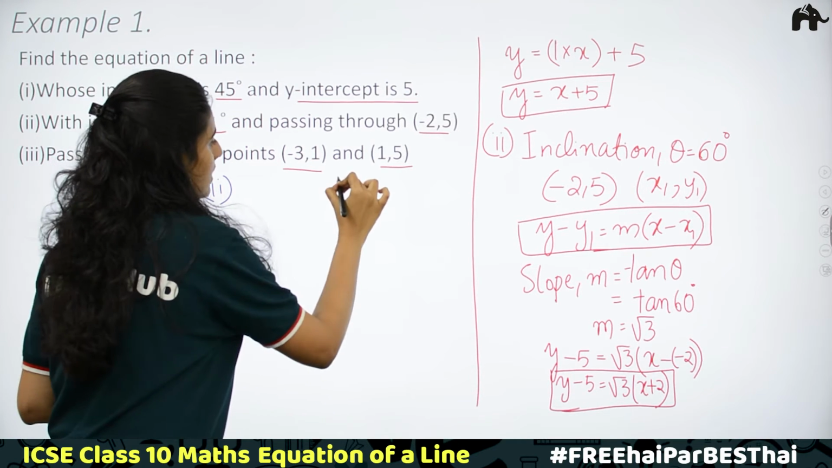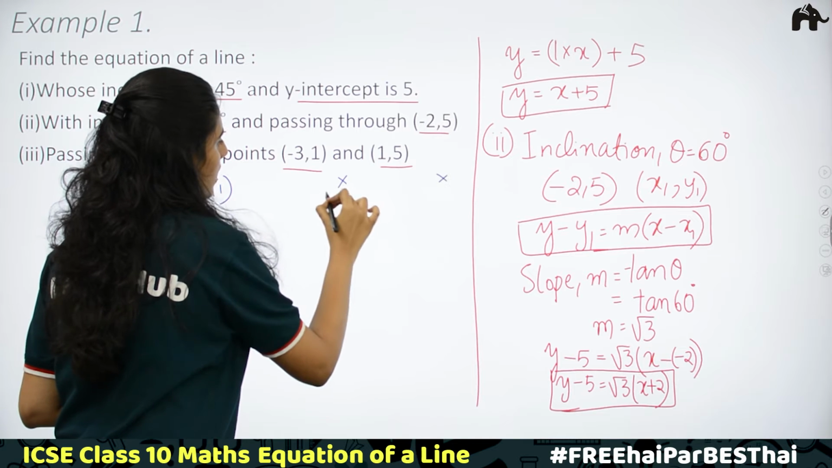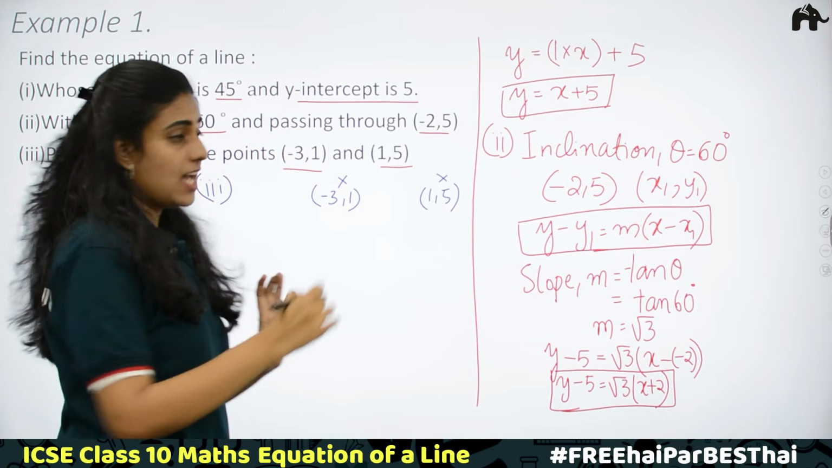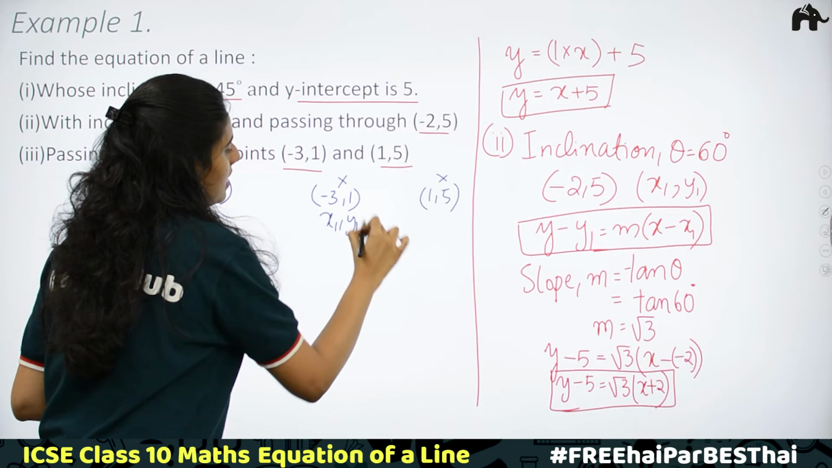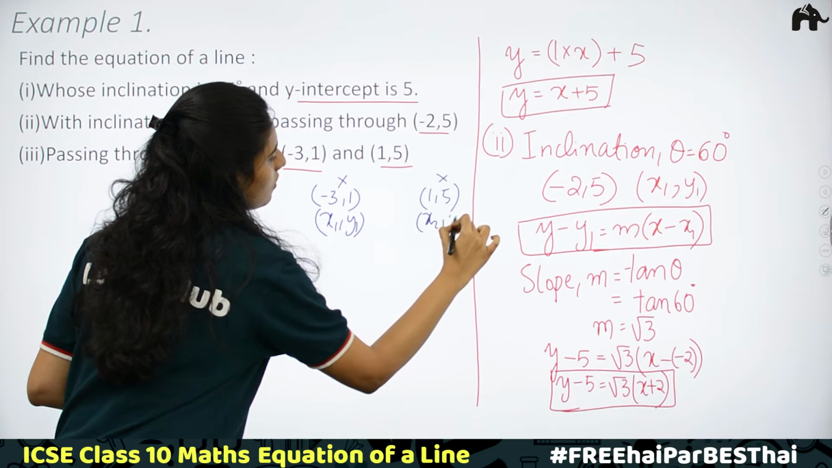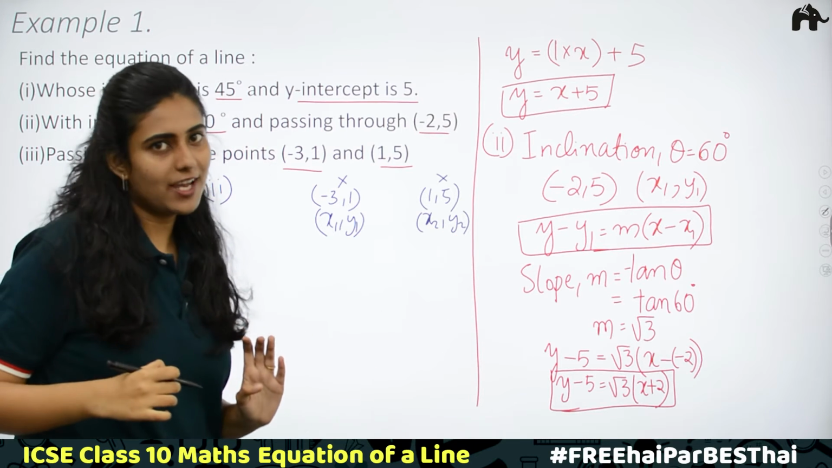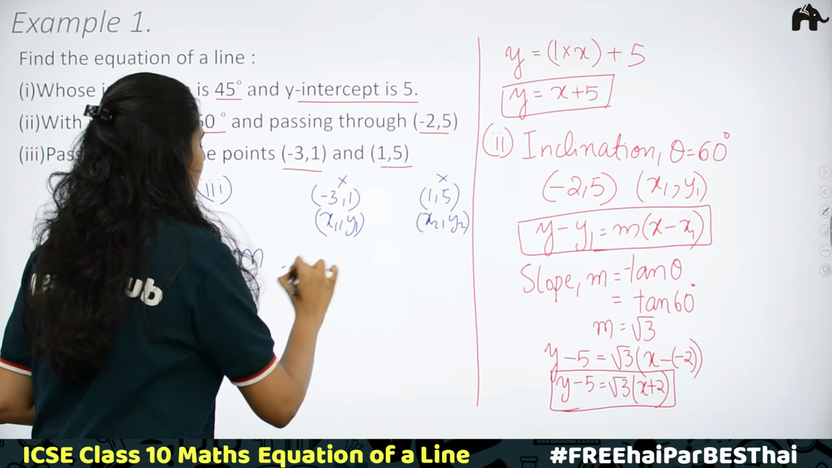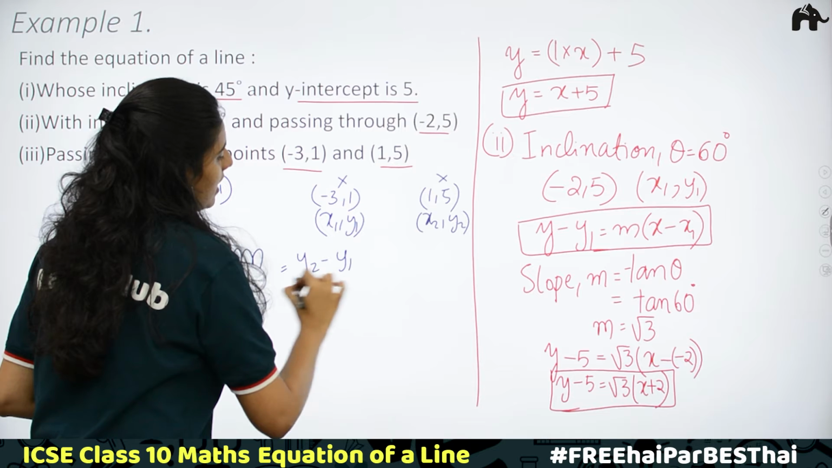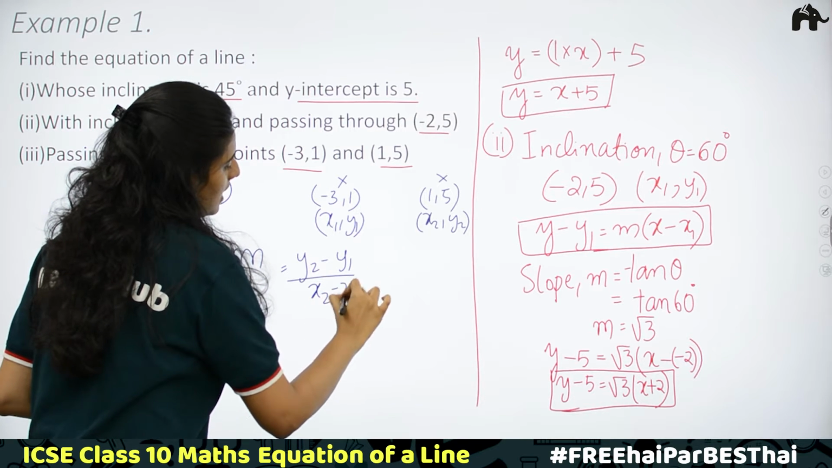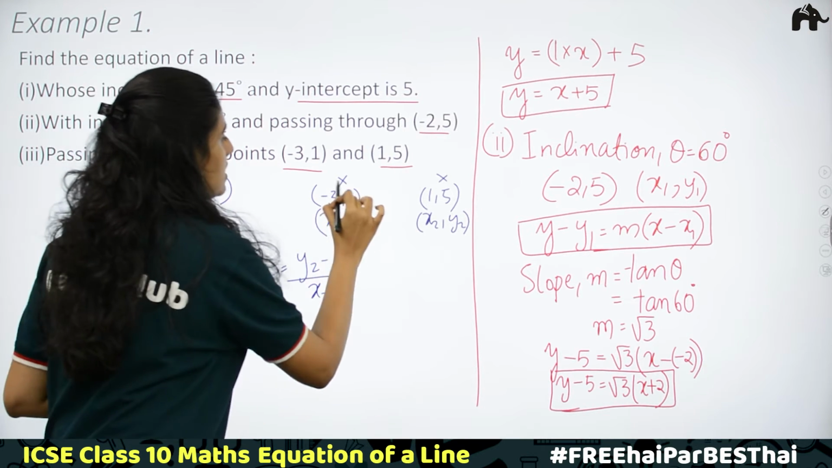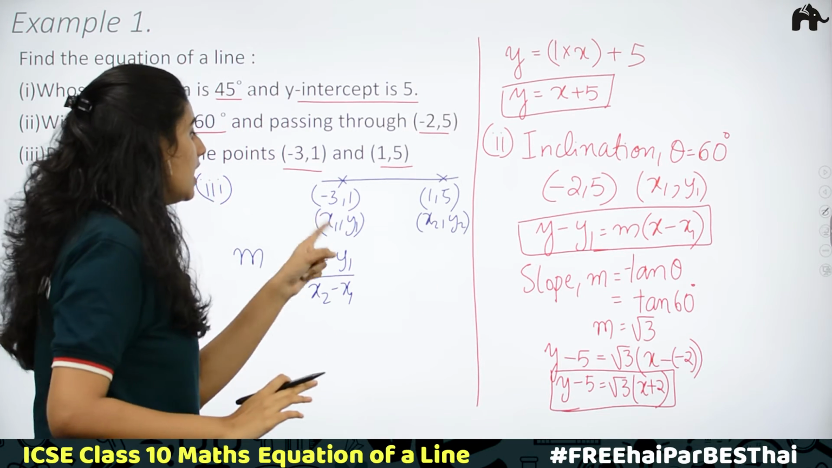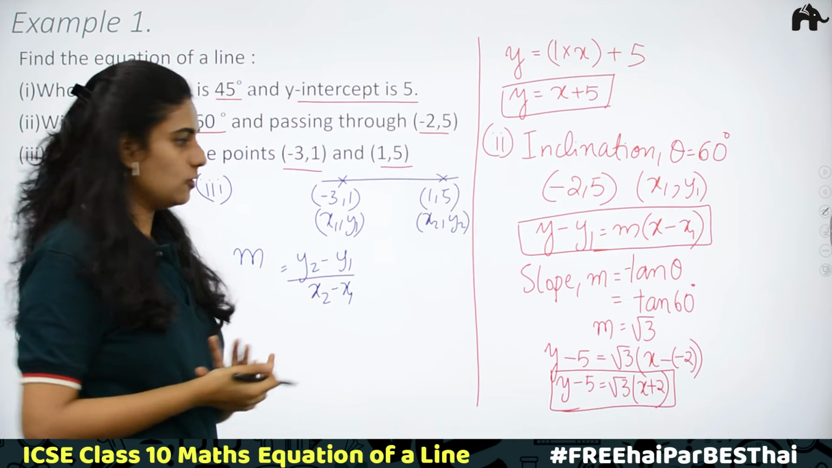When 2 points are given, this is your first point and this is your second point, -3, 1, 1, 5. We take them as x1, y1 and x2, y2. We have a formula to find slope. What is it? Slope m is equal to y2 minus y1 divided by x2 minus x1. Okay. So, we are going to determine the slope using the x1, y1 and x2, y2 values.